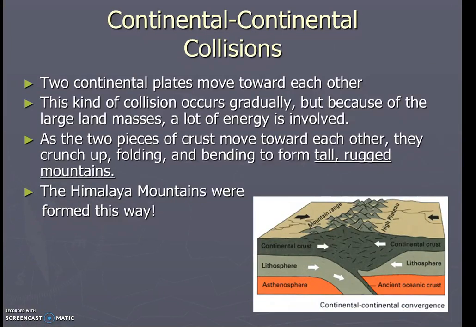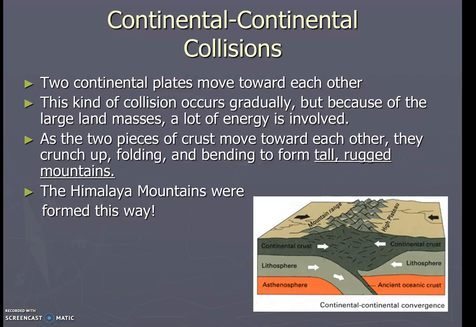Then finally we have a continental-continental collision. So this is as two pieces of continent collide into each other. This kind of a collision occurs gradually, but because of the large land masses, there's a lot of energy involved. The two pieces of crust move towards each other, and they crunch up, like two cars crunching into each other, folding and bending to form tall, rugged mountains.